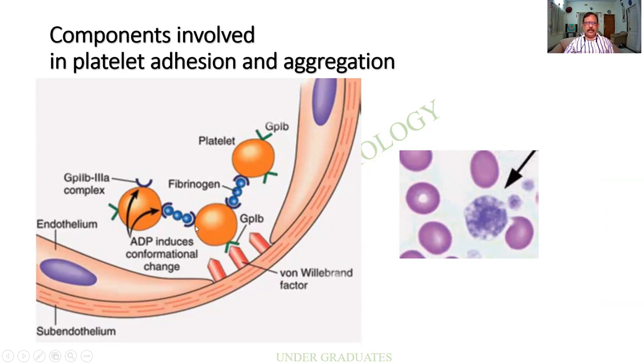The first step is called adhesion, and then fibrinogen helps. There are other factors such as 2B and 3A, which result in aggregation of the platelets. So all this will happen. But when there is a defect in the von Willebrand factor, there is no adhesion or aggregation. There are some conditions where giant platelets can be seen, which can also lead to defective coagulation.